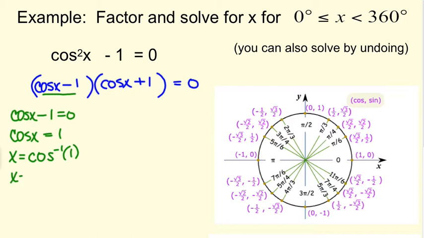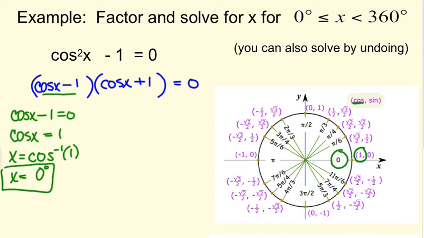And then we're going to use our unit circle. So we're looking at the cosine. When is the cosine equal to 1? The only place is right here at 0 degrees. So there's our first solution to this equation.